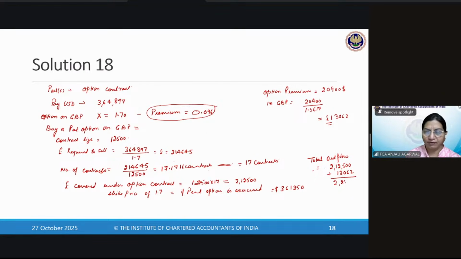Two lakh 25,562 pounds. And you have still got only $3,61,250. So 364,897 minus 361,250. The remaining $3,647 will also be arranged.